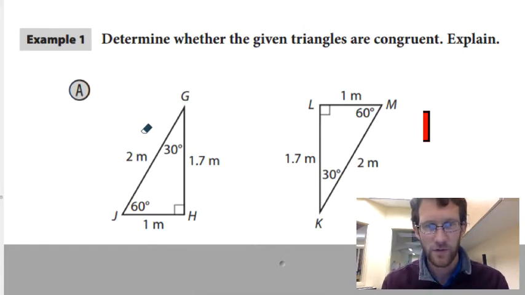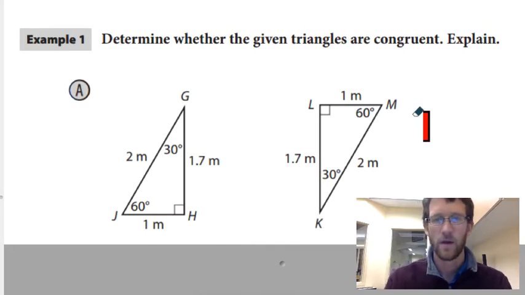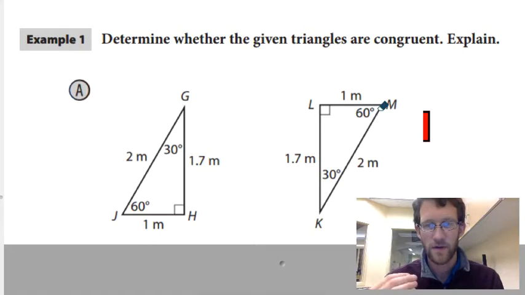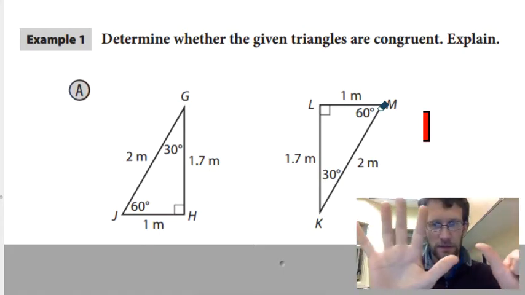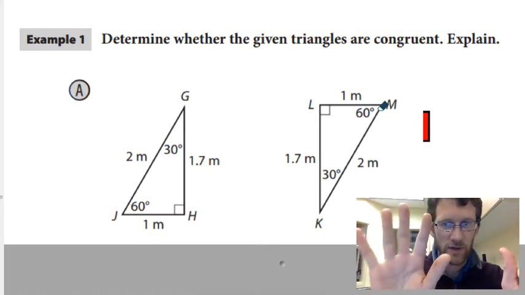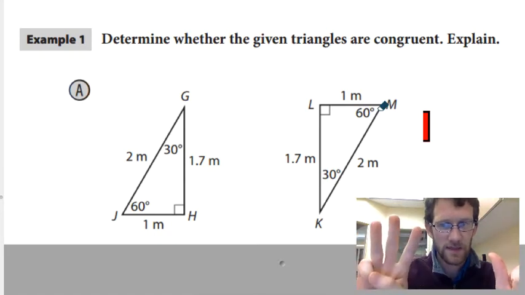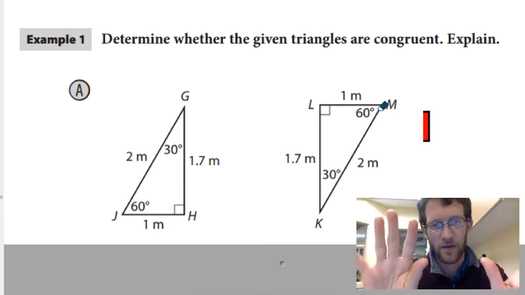I have two triangles. I have triangle GHJ, and then I have triangle KLM. Note here the corresponding points. This part corresponds with this part. This part corresponds with this point. This point corresponds with this point. And there's six parts to each triangle. There are three sides, and then there are three angles.